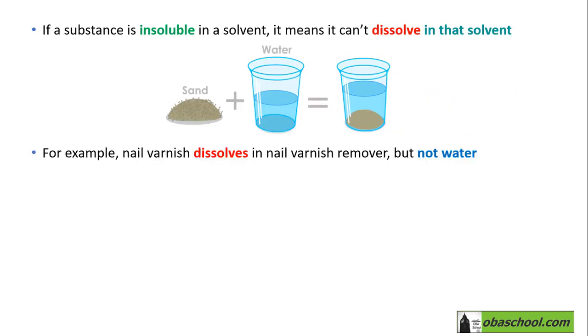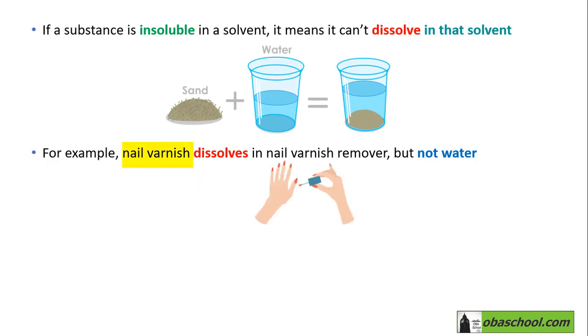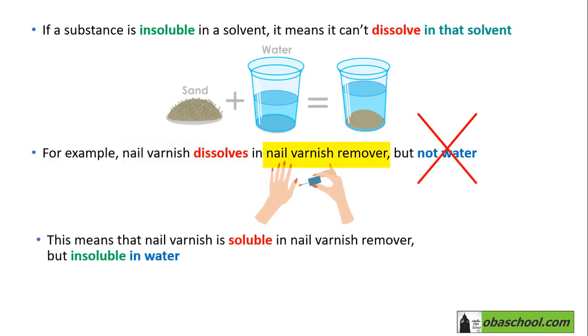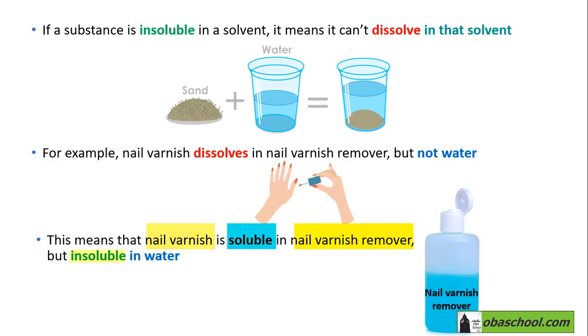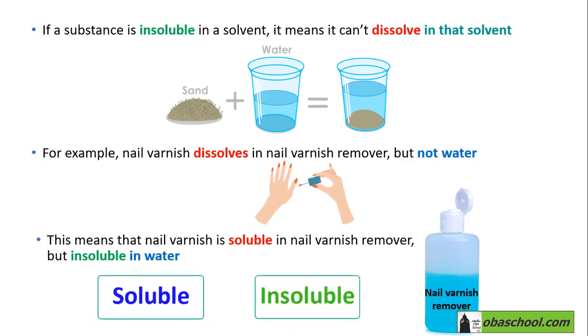Whether a substance is soluble or not soluble depends on the solvent you are using. For example, we know that nail varnish will dissolve in nail remover and it won't just wash off in water. This means that you will describe nail varnish as soluble in nail varnish remover and it will be insoluble in water. So the nail varnish will be soluble in nail varnish remover, however, it will be insoluble in water.